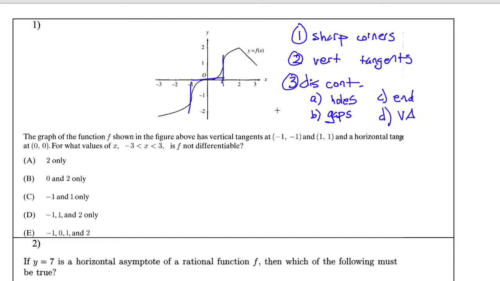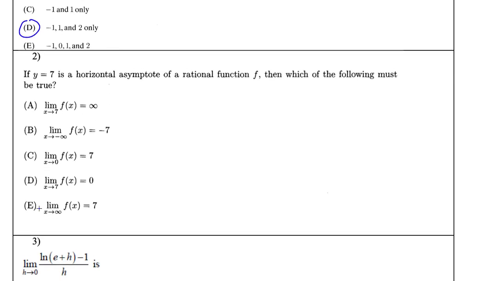Yep. All right, so we're looking for anything on this list here. So I have vertical tangents here and here, and I have a sharp corner there. So there's 3 things that are bad, that are not differentiable. One happens at -1, one happens at 1, one happens at 2. So -1, 1, and 2. Correct answer is D. Moving on to number 2.